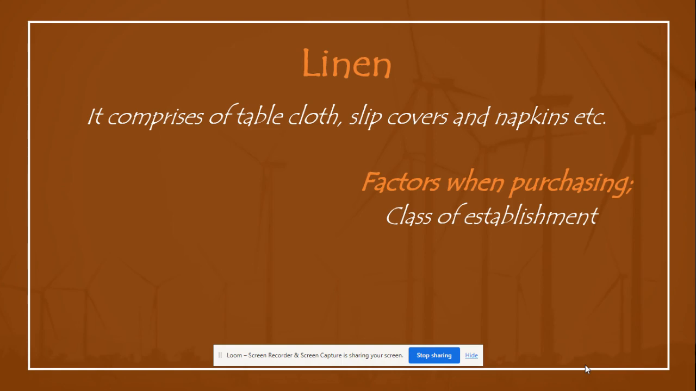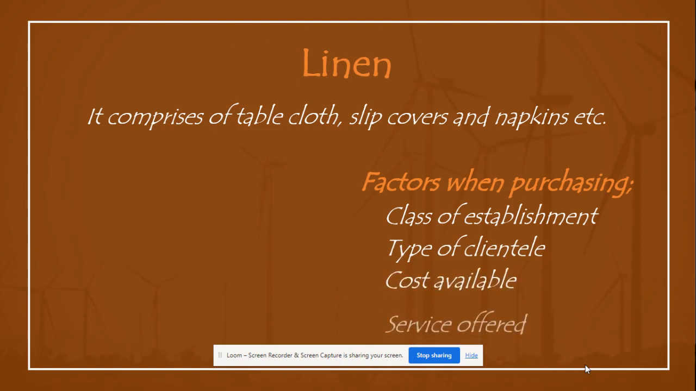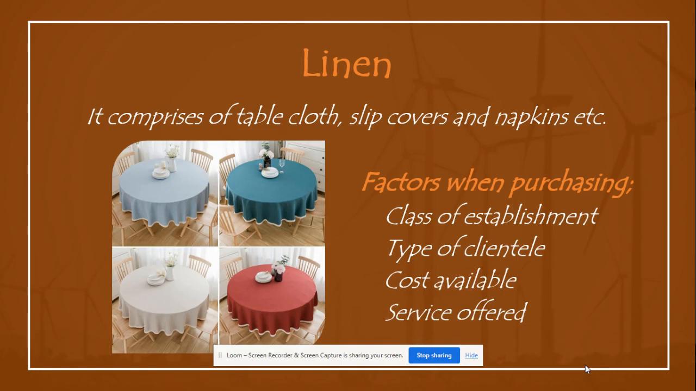Then we need to consider the following factors when purchasing linen: the class of the establishment, in terms of stars. The linen that will be used in a five-star hotel is not the same linen that will be used in an outside catering event or in a fast food restaurant. Then the type of clientele. You also need to consider the cost you have when you want to purchase that linen, and the service offered. Is it a buffet you're doing? Is it silver service? Because the linen used in a buffet, for example, the skirtings, are not equal to the tablecloth that will be used in a silver service method.